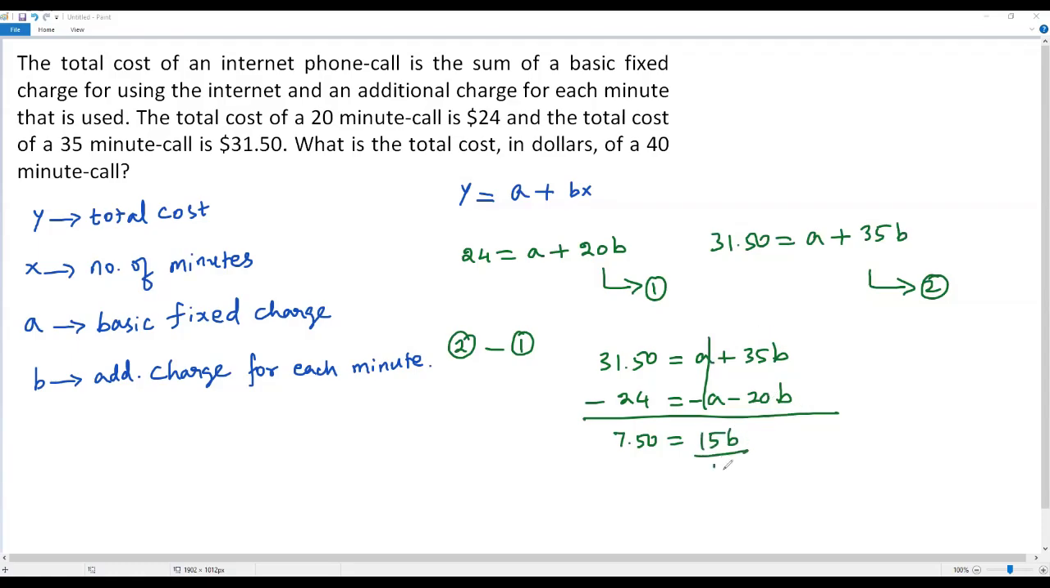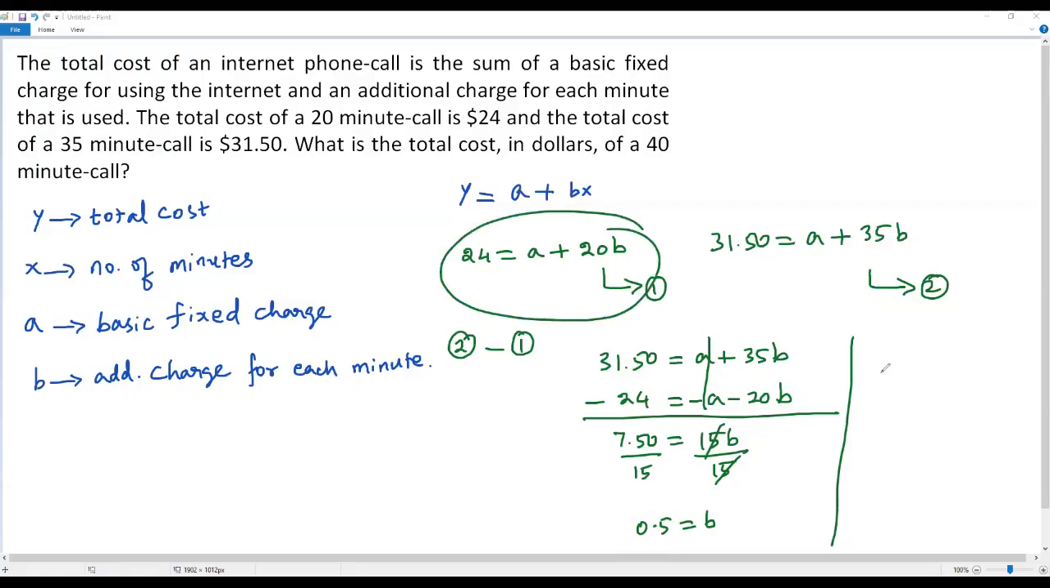Now to solve for B, I divide both sides by 15. When I divide both sides by 15, the 15 will cancel out. 7.50 divided by 15, I'm getting 0.5 equals B. Now I got the value of B. To get the value of A, I have to plug in this 0.5 for B, either in the first equation or in the second equation. So I'm going to plug in this value 0.5 for B in the first equation to get the value of A.